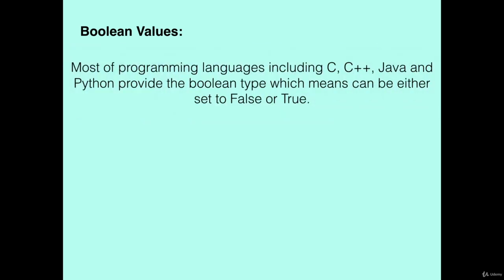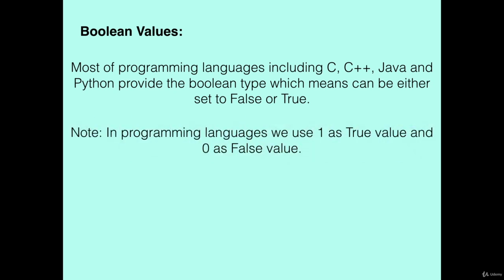Boolean values. Most programming languages, including C, C++, Java, and Python, provide the Boolean type, which can be set to either false or true. Note: in programming languages, we use 1 as the true value and 0 as the false value. Let's see how.